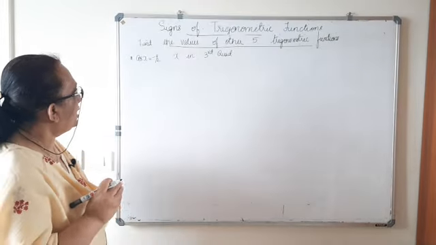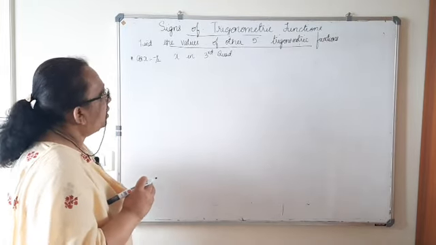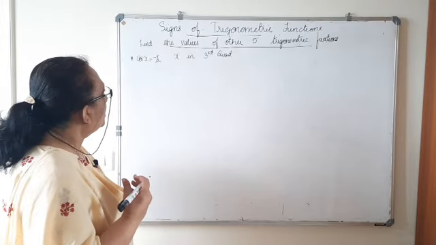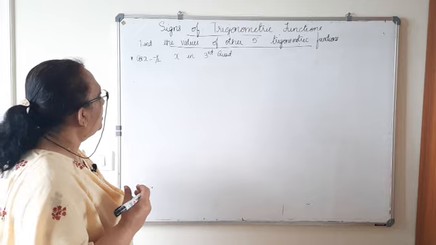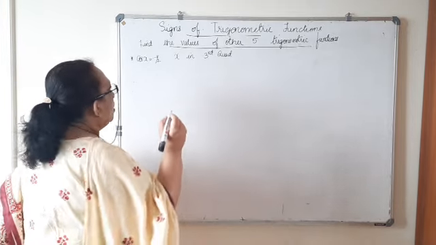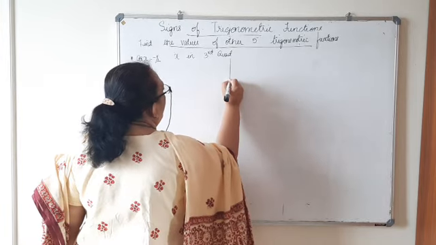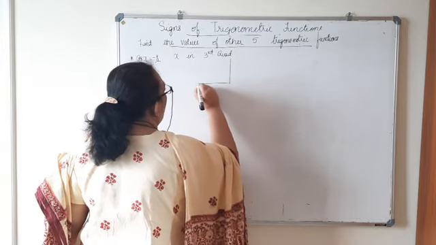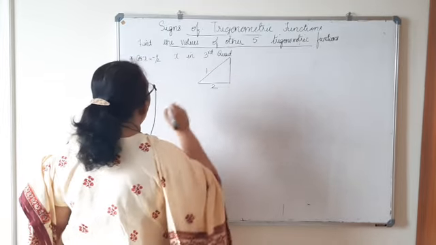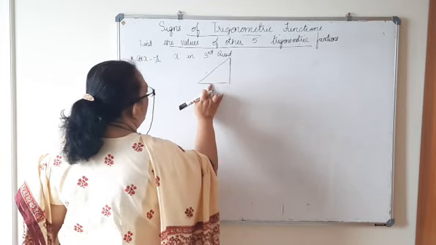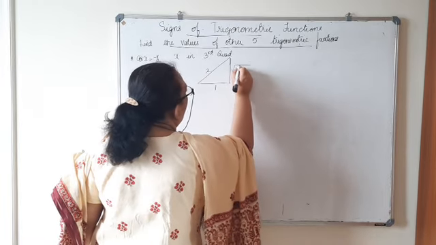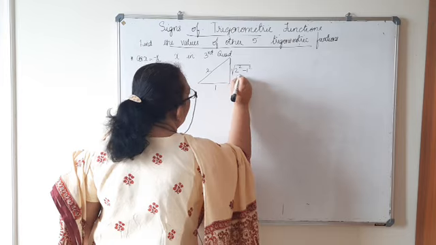Suppose you are given a question like this. Find the values of the other 5 trigonometric functions. That is, one trigonometric function is given to you: cos x is equal to minus 1 by 2 and x is in the third quadrant. So cos is equal to adjacent side by hypotenuse in a right triangle. So the opposite side will be equal to root of 2 squared minus 1 squared, that is equal to root of 3.